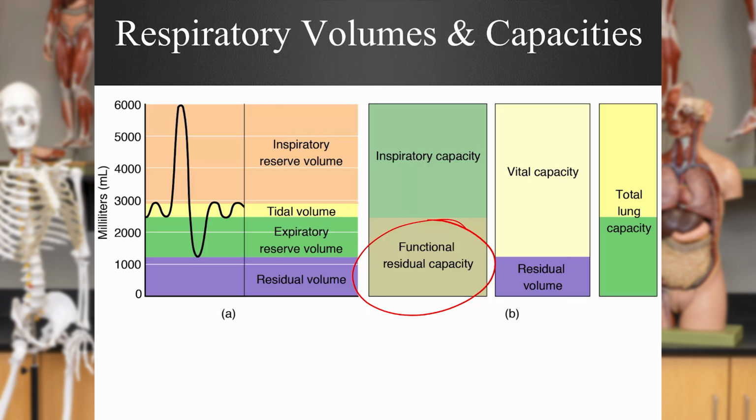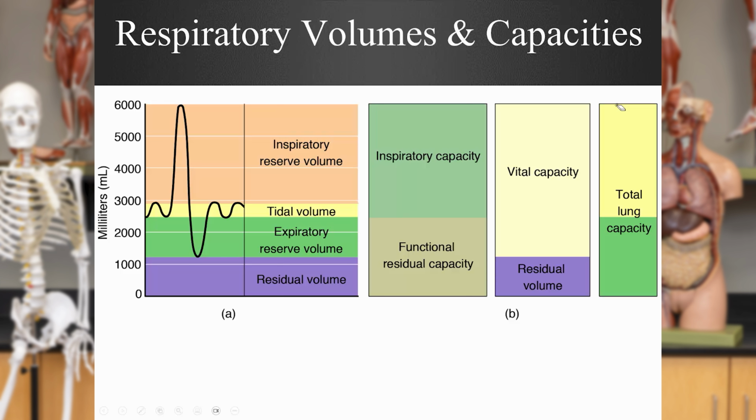Functional residual capacity, if you notice where it lines up, that's the expiratory reserve volume plus the residual volume. Next one over, you can see it's just residual volume. There's nothing special about that one. But notice above it, that larger one is the vital capacity. Now the vital capacity, if you trace that over and all the way to the top, you'll notice that vital capacity is inspiratory reserve volume plus tidal volume plus expiratory reserve volume. So your vital capacity is the maximum amount of air you can move in and out of your lungs. And the last one over here is total lung capacity.